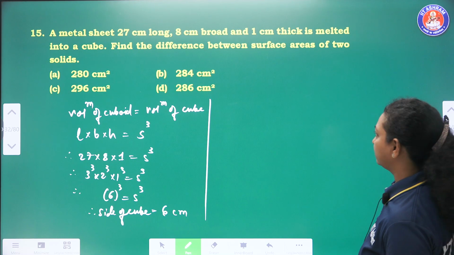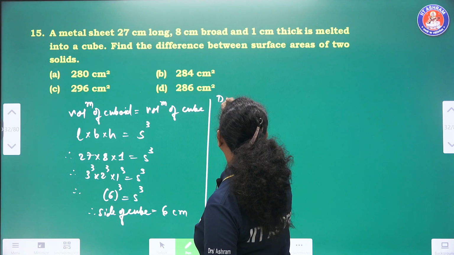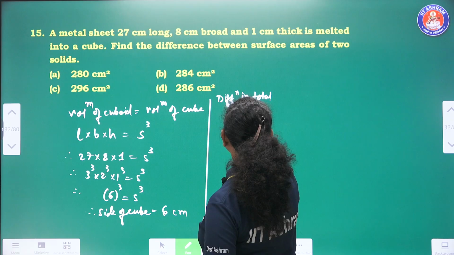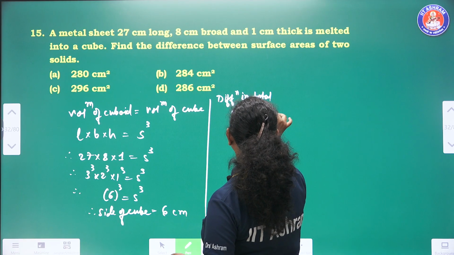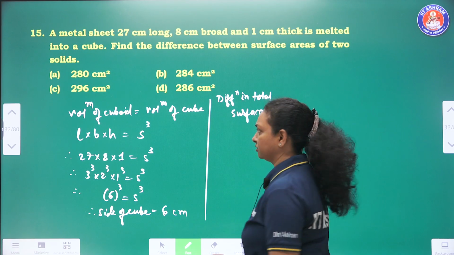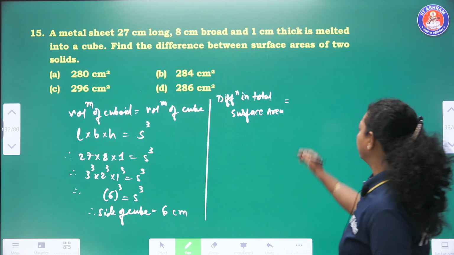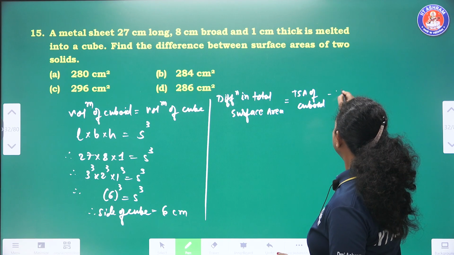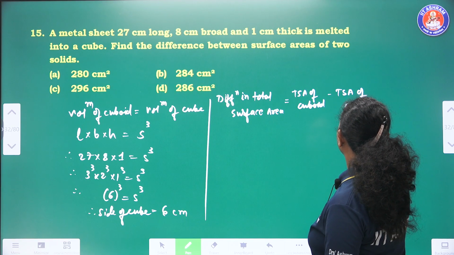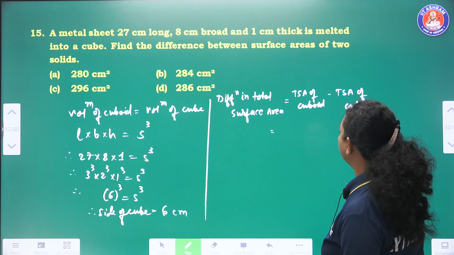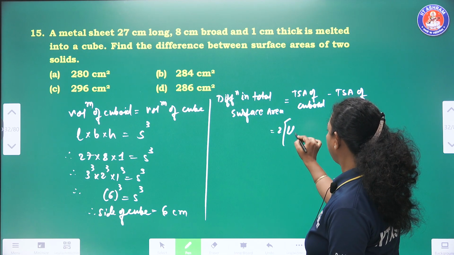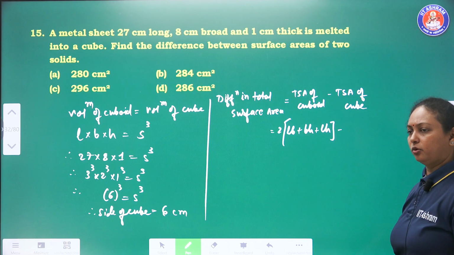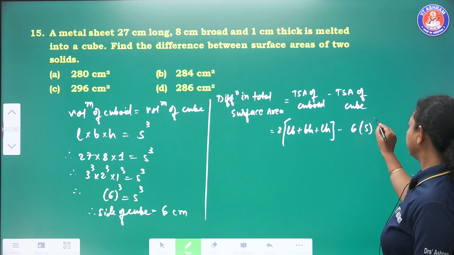Now we have to talk about their total surface area. What is the difference between the total surface areas? We can directly write TSA. How do we find the TSA of the cuboid? So we write TSA of cuboid minus TSA of cube. TSA of cuboid is 2 into LB plus BH plus LH, minus the cube, which is 6 times side square.